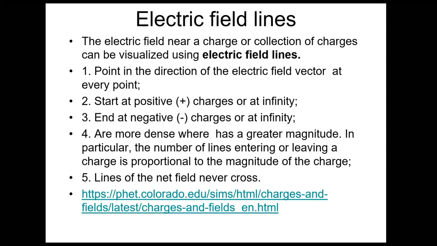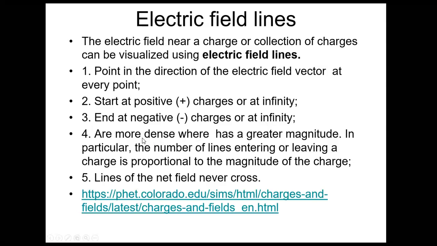Rule number one: the direction of the electric field at every point in space is the direction that a positive charge would feel a force. And so as you're drawing these lines at each point in space, you have to also imagine a little vector at that point in space. So electric field lines point in the direction of the electric field vector at every single point in space. They tend to start at positive charge, and they tend to end at negative charge. I'll show you what that means in just a second.